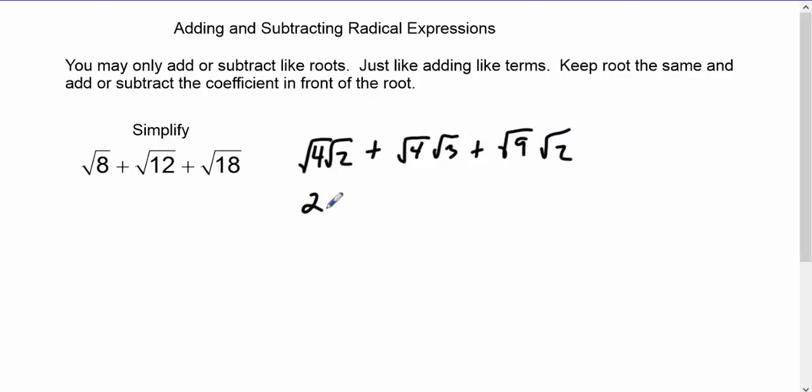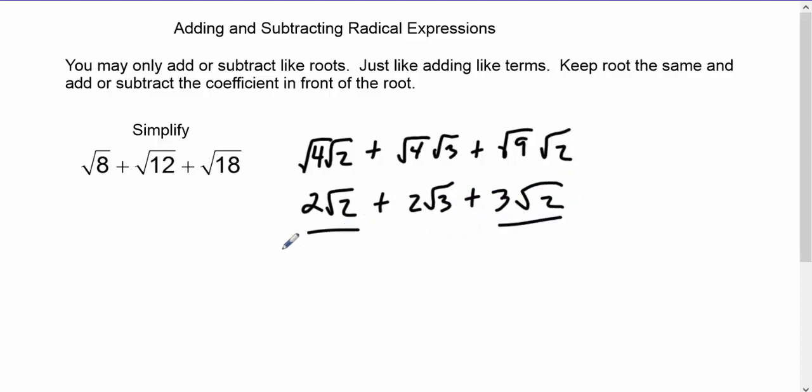Cleaning it up, that's 2 root 2, 2 root 3, and 3 root 2. The like roots in this case are the root 2's. I add the coefficients out in front, which is 5 root 2 plus 2 root 3, and that one's done.